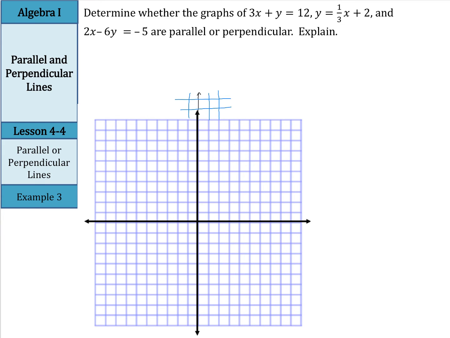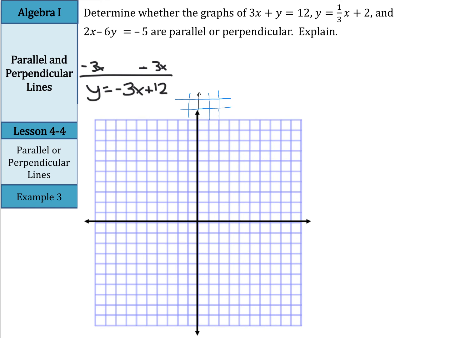In example 3, we're given a graph. Determine whether the graphs of 3x plus y equals 12, y equals 1/3 x plus 2, and 2x minus 6y equals negative 5 are parallel or perpendicular, and explain. And we could probably do this without the graph itself, but we'll do it with the graph and algebraically. So if we look at our first equation, 3x plus y equals 12, let's get this into slope-intercept form. Let's move the 3x to the other side of the equation by subtracting 3x from both sides. We get y equals negative 3x plus 12.